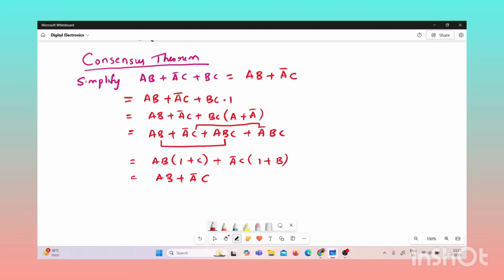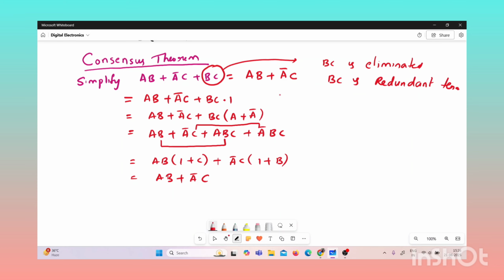So this theorem is called the consensus theorem. Initially the expression has three terms, having all the variables A, B, and C in different forms. But after simplifying, one of the terms gets eliminated. That means BC is eliminated after simplifying. The term which is eliminated after simplifying is called the redundant term, which is removed.